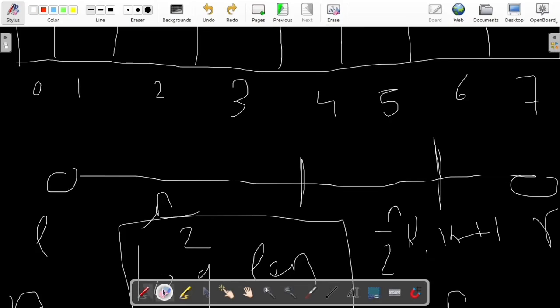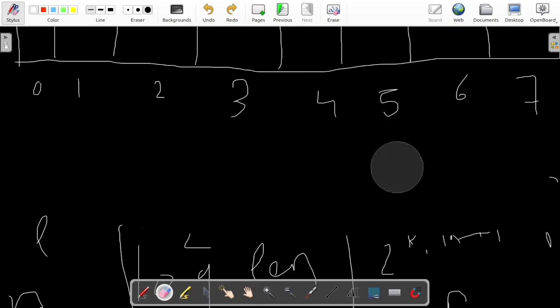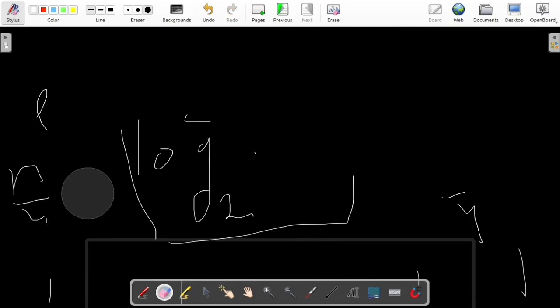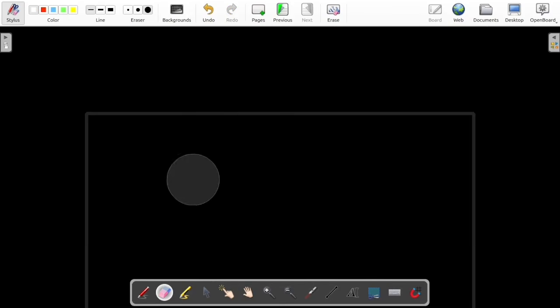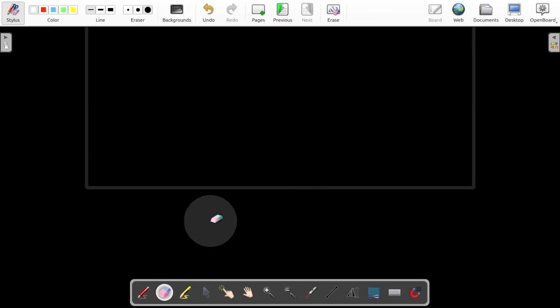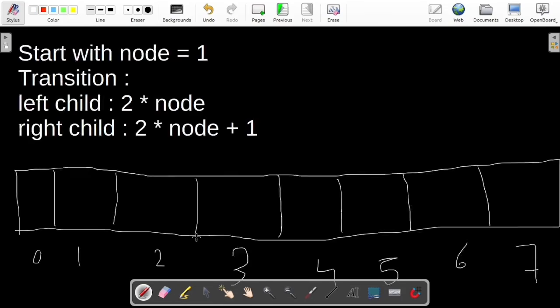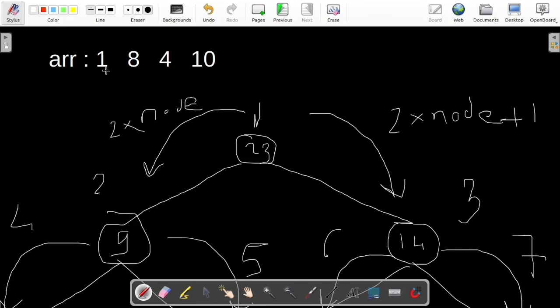So because of this reason, in a segment tree we divide queries from the middle, and because of that its structure comes out to be like a binary tree, in this case a complete binary tree. Now let's say we have this array 1, 8, 4, 10, and I have to construct a segment tree over it. How are we going to construct this in code?